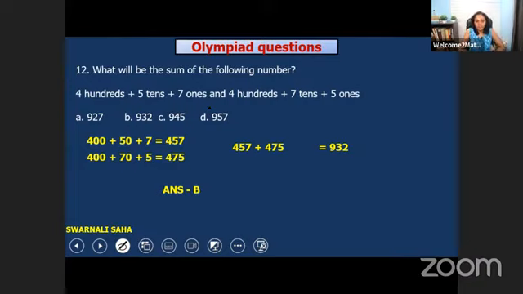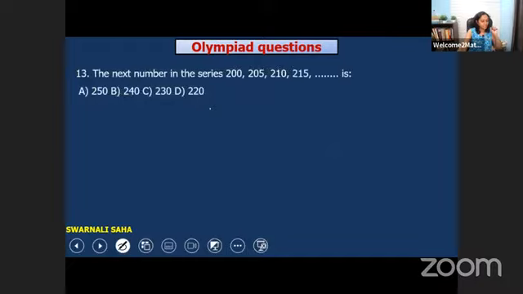Answer B is the right one. Very good. It is 932. Now let's solve the last question of today. Okay, last question. Let's solve question number 13.